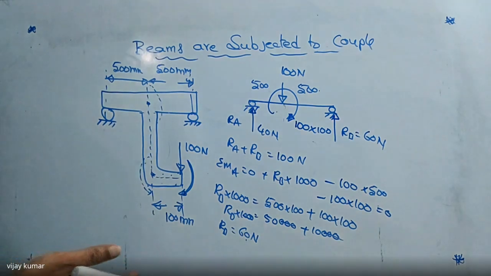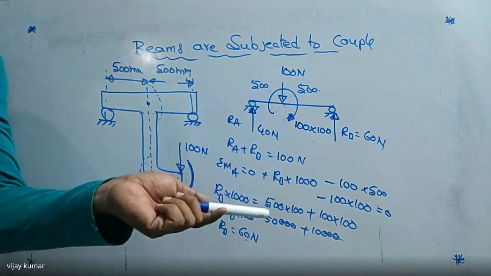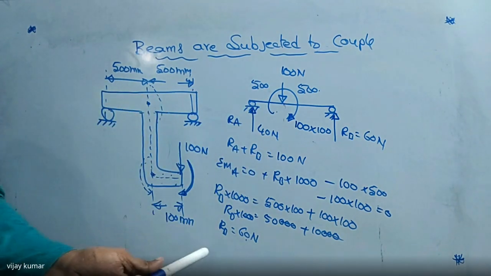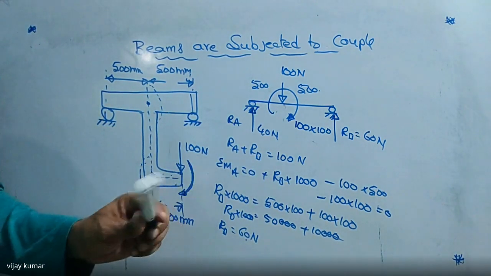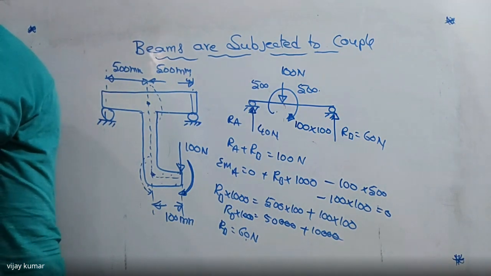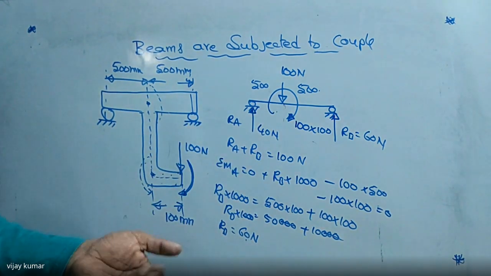Right. Same thing here. How to draw the shear force diagram for this case, and how to draw the bending moment diagram for this case, I will explain in the next class. After that, I will give the explanation about overhanging beams and the remaining beams also.